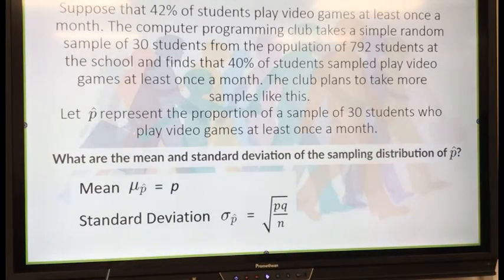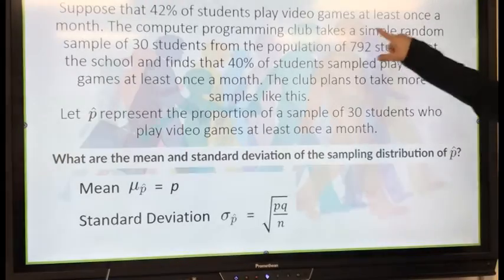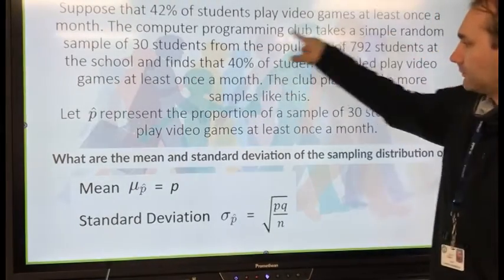Suppose that 42% of students play video games at least once a month. The computer programming club takes a simple random sample of 30 students from a population of 792 students at the school and finds that 40% of the students sampled play video games at least once a month. The club plans to take more samples like this. Let P hat represent the proportion of a sample of 30 students who play video games at least once a month. So notice, this is my population. This is the proportion of one of my samples.